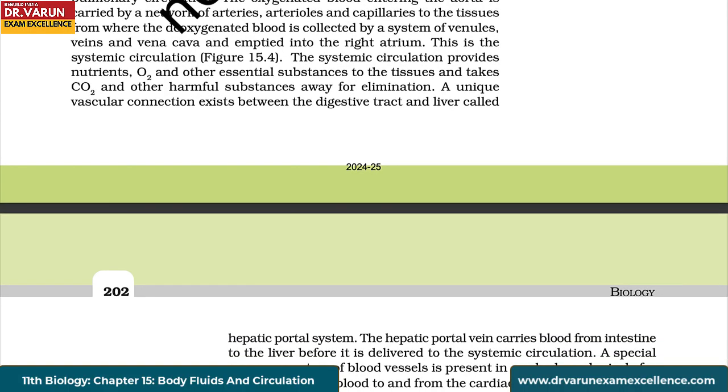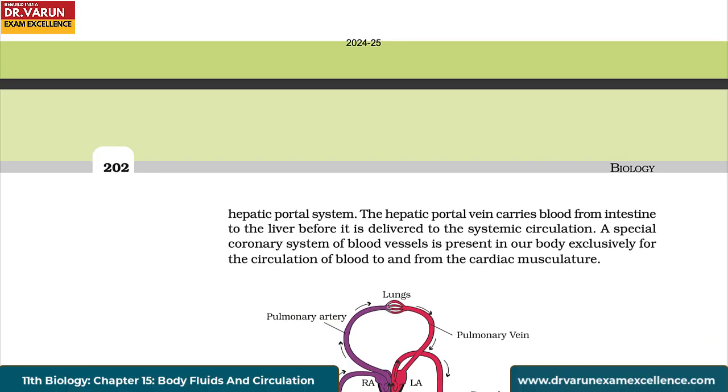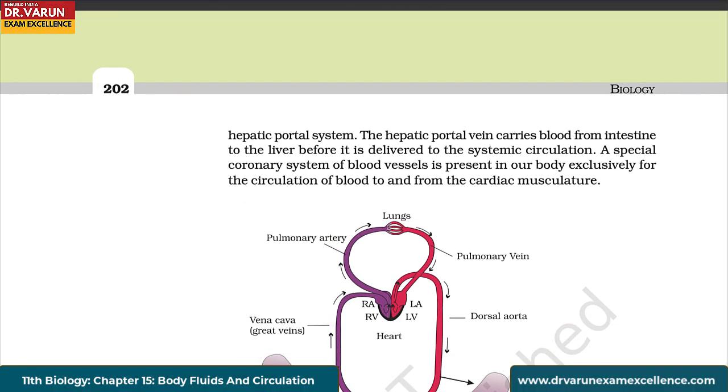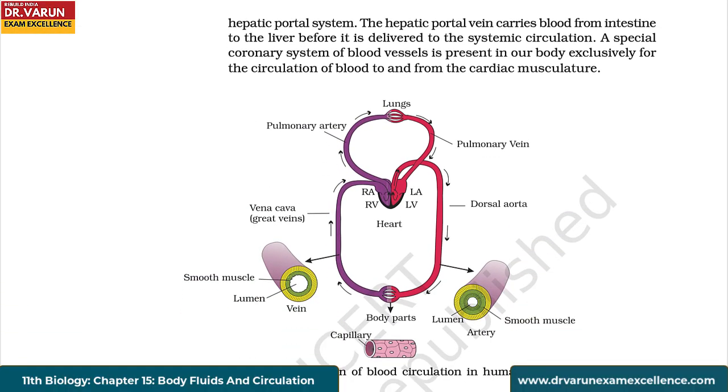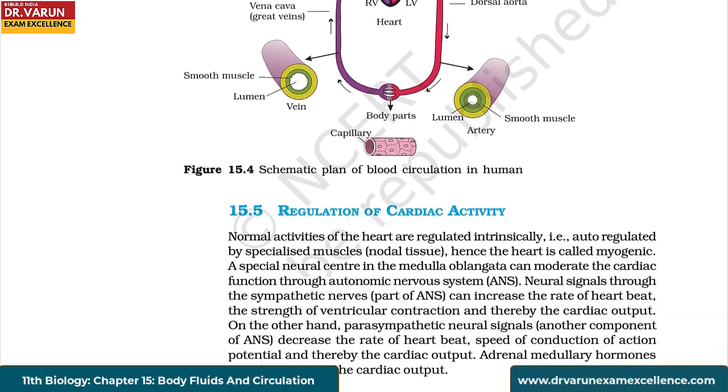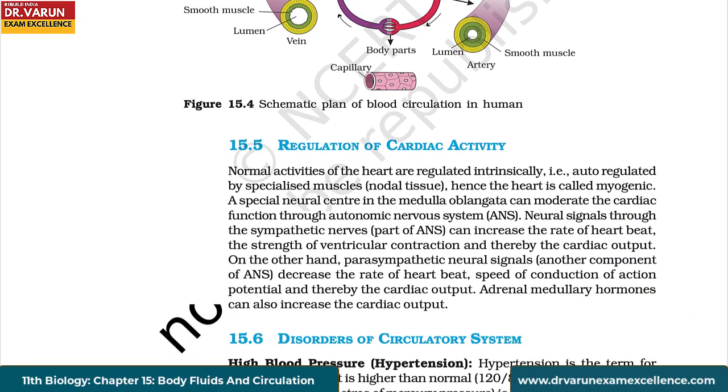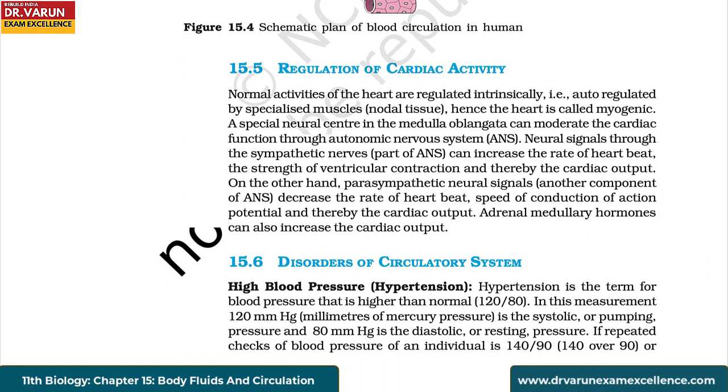substances away for elimination. A unique vascular connection exists between the digestive tract and liver called hepatic portal system. The hepatic portal vein carries blood from the intestine to the liver before it is delivered to the systemic circulation. A special coronary system of blood vessels is present in our body exclusively for the circulation of blood to and from the cardiac musculature. Regulation of cardiac activity.